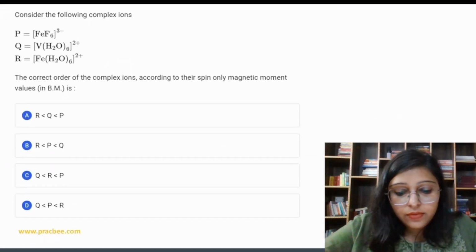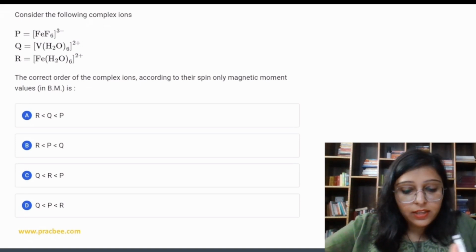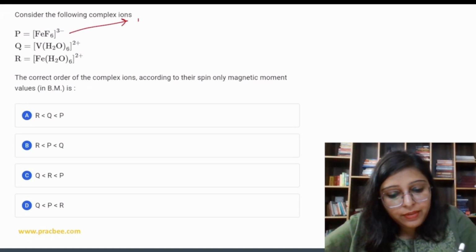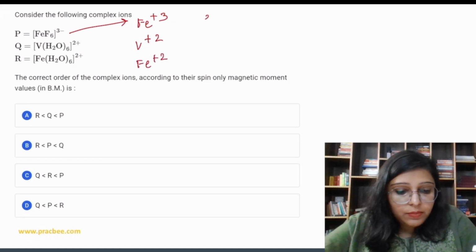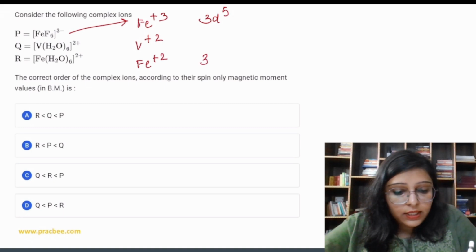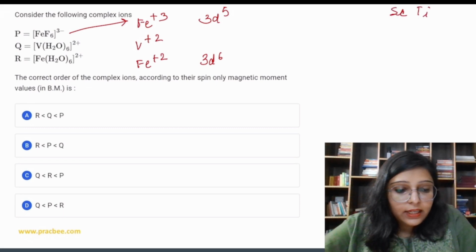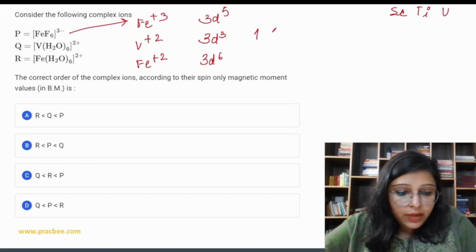Consider the following complex ions and you have to arrange them in the correct order of spin only magnetic moment. How to solve? Simple, Fe plus 3. This is vanadium plus 2 and this is iron plus 2. Fe plus 3 means 3d5. Fe plus 2 means 3d6. And vanadium plus 2: scandium, titanium, vanadium. So it is 3d3. Here we have 3 unpaired electrons.